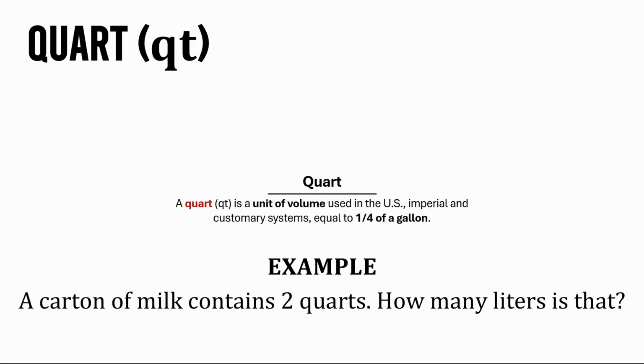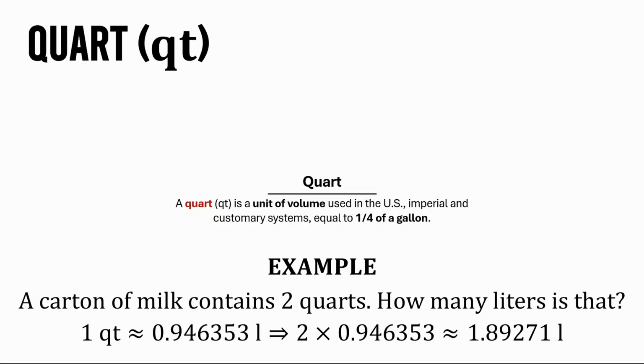Example: a carton of milk contains 2 quarts. How many liters is that? 1 quart is around 0.94 liters. Therefore, 2 times 0.94 is approximately 1.89 liters.